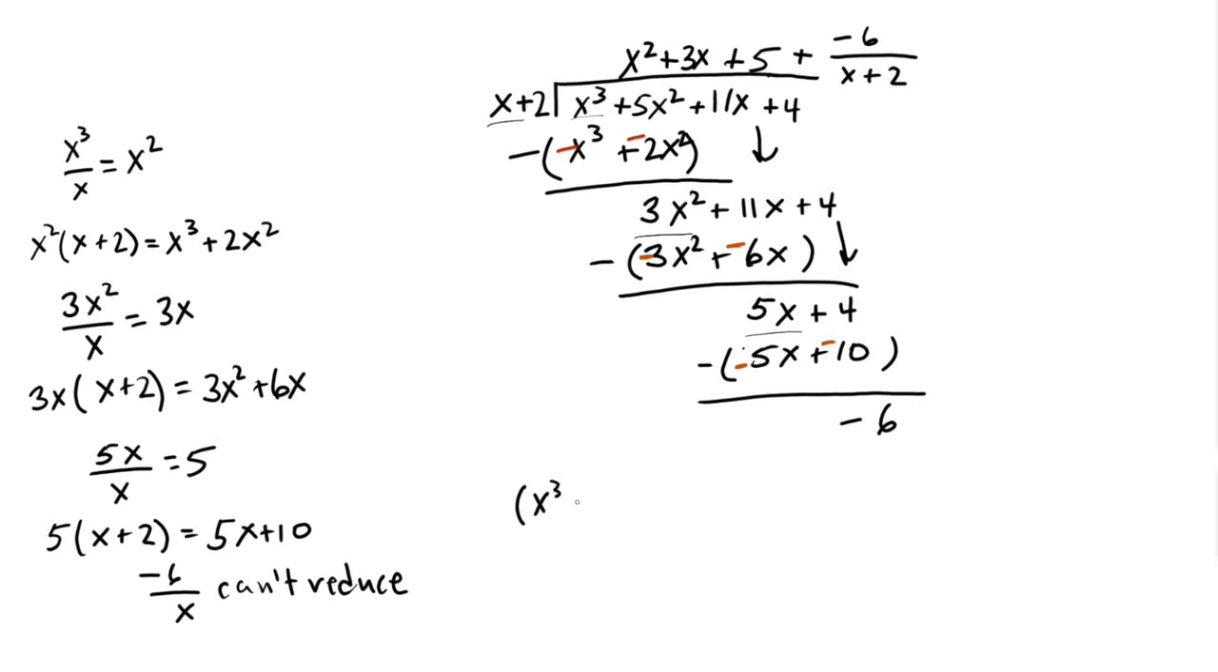So when I take x to the third plus 5x squared plus 11x plus 4, and I divide it by x plus 2, what I get as an answer is x squared plus 3x plus 5 plus a remainder of negative 6 over x plus 2.